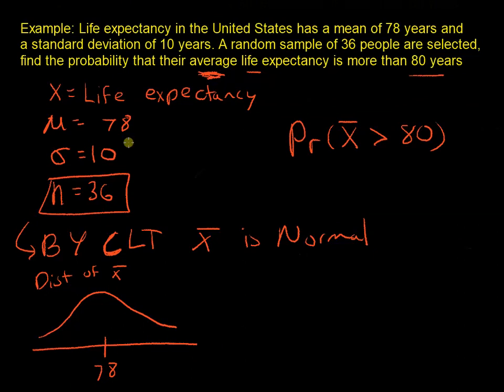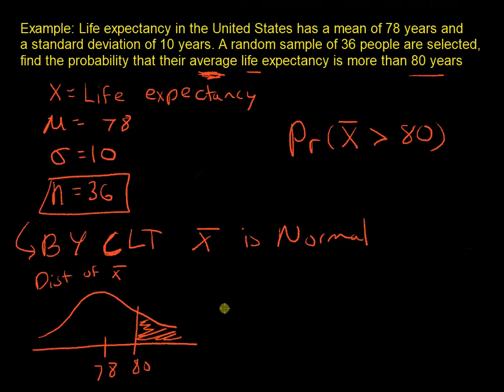Because remember, the center of the distribution of x bar and the distribution of x are the same, or the mean is the same. And okay, so I'm trying to find the probability x bar is greater than 80. So let's see, here's 80. 80 is about right here. Okay, I'm trying to find this probability right here, right?